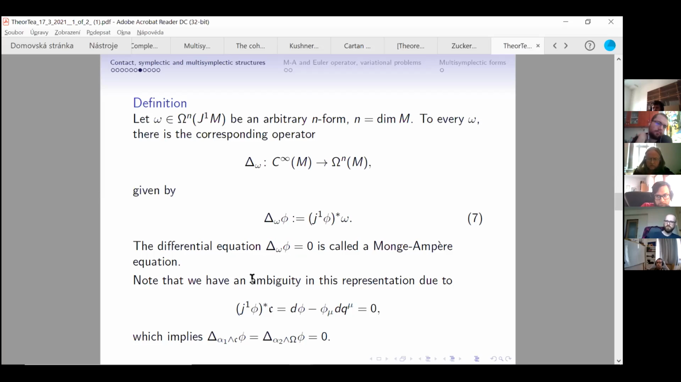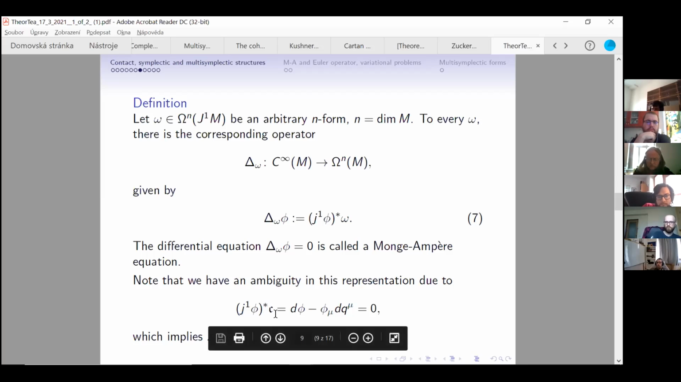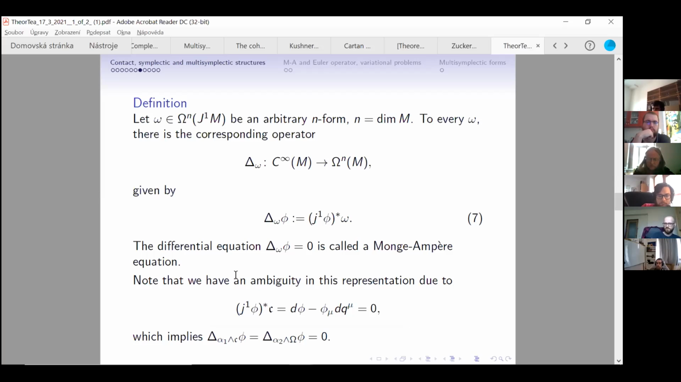Now, the important observation is that once we have an equation and we want to represent it by a differential n-form, this representation is not unique. The ambiguity is given by the fact that if we pull back the contact form C, it is always 0 along every phi. This means that if we take an n-form on J1m which contains C or the exterior derivative of C in its decomposition, then the operator will yield 0. It will be an empty operator, or the equation will be empty.